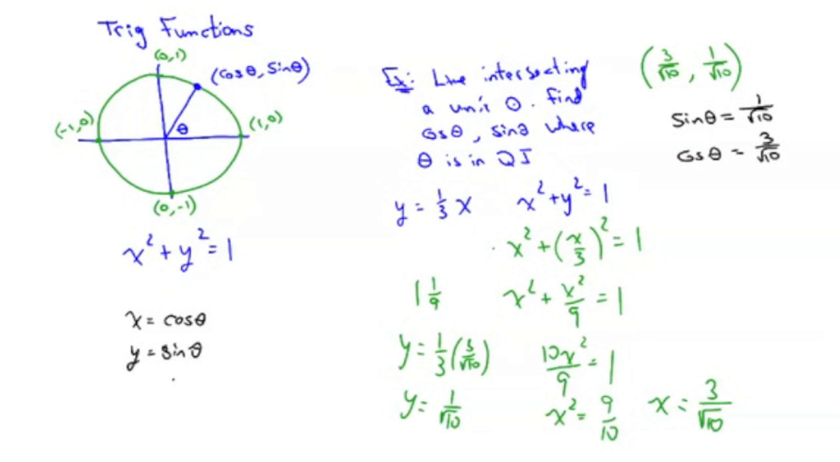Then there is this thing called tangent of theta. And tangent of theta is literally just y divided by x, or slope, or sine over cosine. All right, so tangent is a third function we could define.